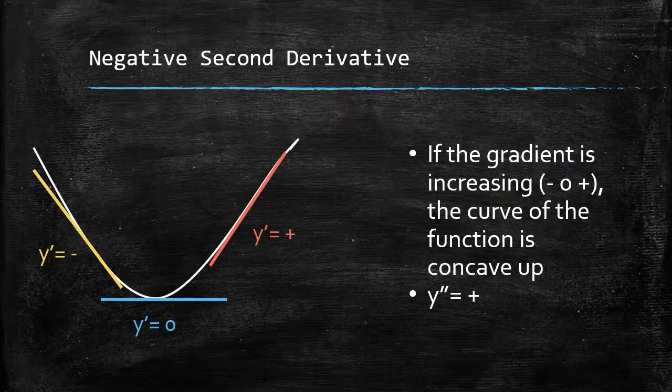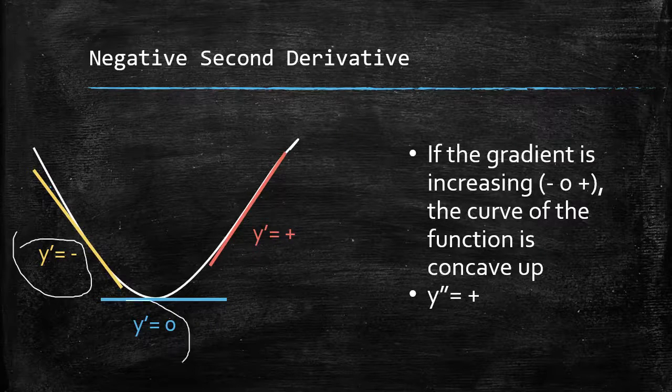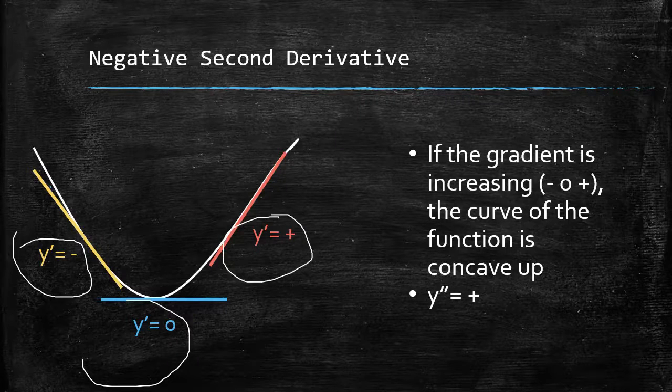Now let's look at a negative second derivative. Whenever you have a negative second derivative, the function will be concave up. If the gradient is increasing, here we can see it's going from a negative to a positive. The curve of the function is concave up. Therefore, whenever the second derivative is negative, the curve will be concave up.